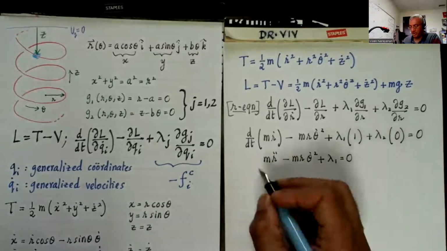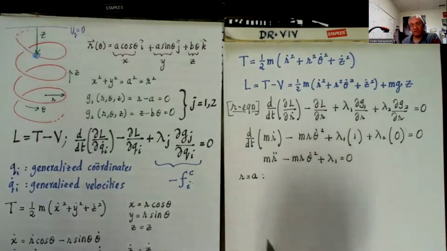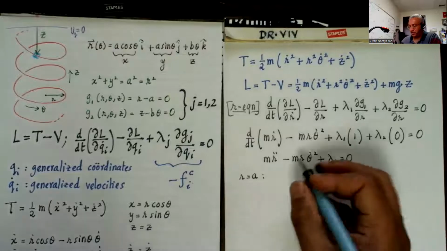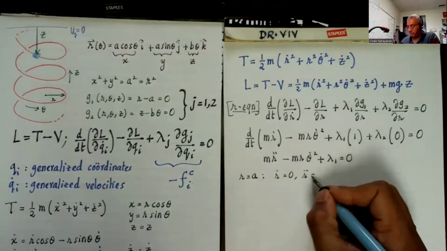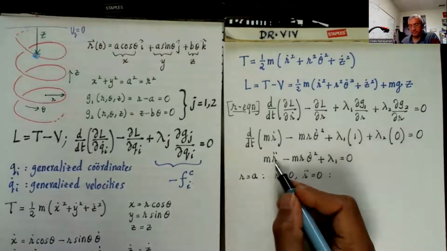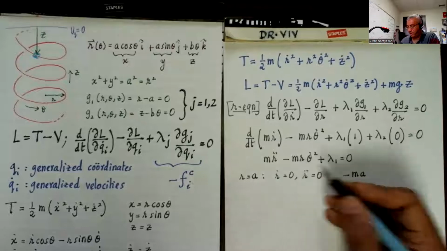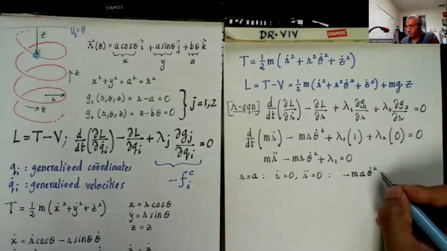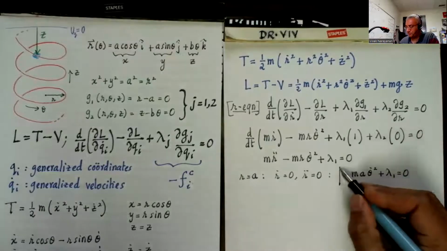Now I'll put r equals a. This advises me that I am going to be on the cylinder, not yet the helix, but on the cylinder. So that tells me that r dot equals 0 and r double dot is also 0. So that goes away. And so I'm going to get negative m a, because r is equal to a, theta dot squared plus lambda 1 is equal to 0. That's my first equation.